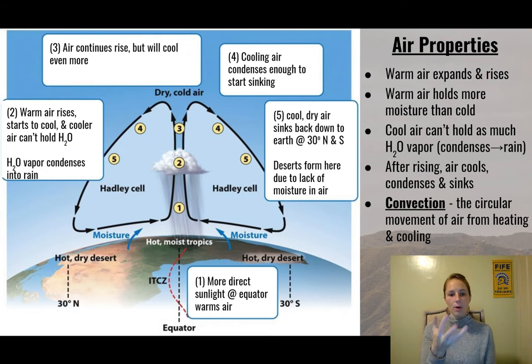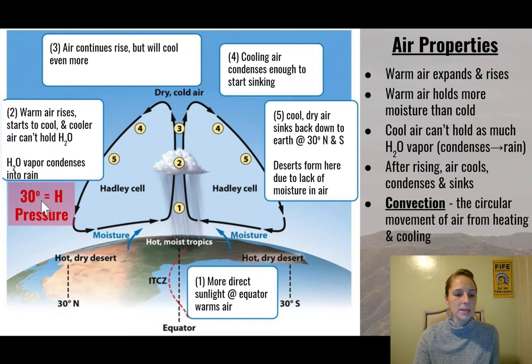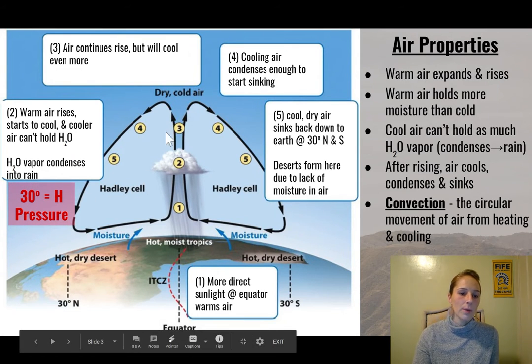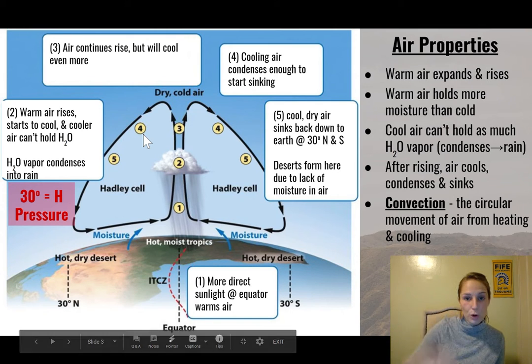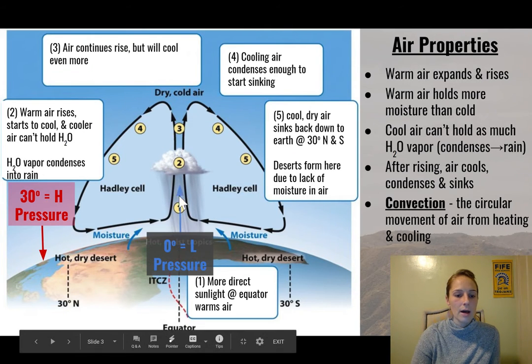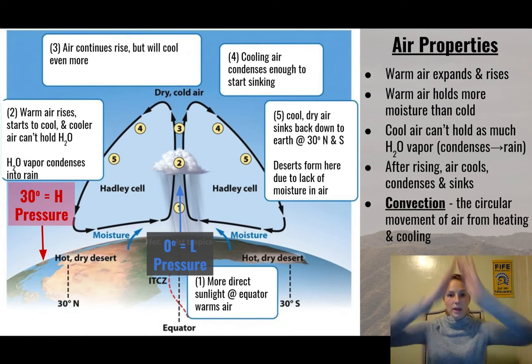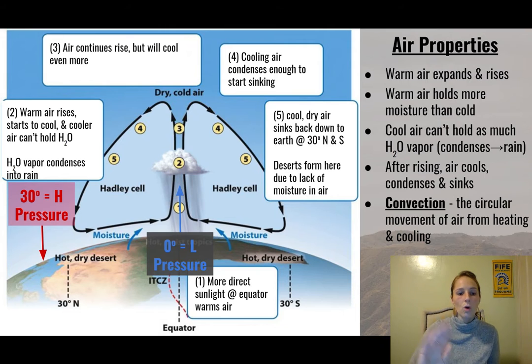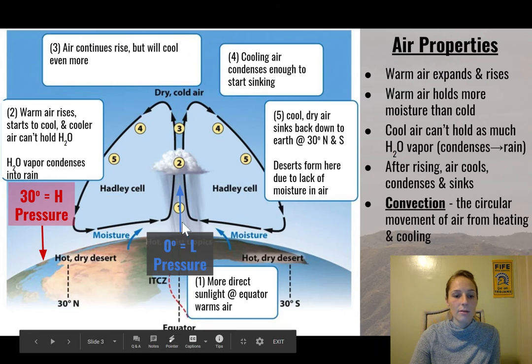Now, there's another important thing to be aware of as we see this cycling and movement: it creates different pressures in different areas. So at the 30-degree mark, where we have all this air coming and pushing down, that means there's going to be higher pressure here. And then in the area of the equator, this is going to be much lower pressure because we have the air moving up.